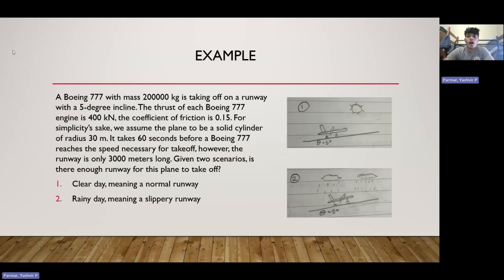Now for an example, a Boeing 777 with mass 200,000 kilograms is taking off on a runway with a 5-degree incline. The thrust of each engine is 400 kilonewtons and the coefficient of friction is 0.15. For simplicity's sake, we will assume the plane to be a solid cylinder of radius 30 meters. It takes 60 seconds before a Boeing 777 reaches the speed necessary for takeoff. However, the runway is only 3,000 meters long.